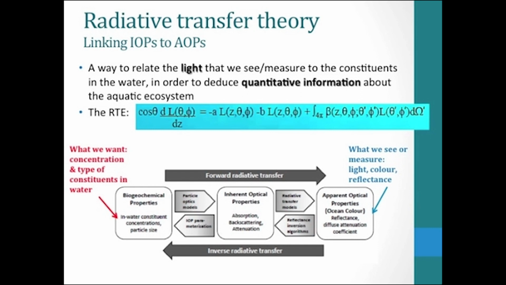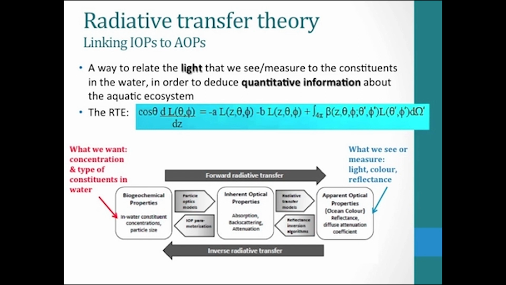The radiative transfer equation is the mathematical way of relating the inherent optical properties to the apparent optical properties and vice versa. What this means is that we can use what we observe, the apparent optical properties, to deduce quantitative physical information about the inherent optical properties, which then tell us what we are looking at in the ecosystem in terms of what is in the water.